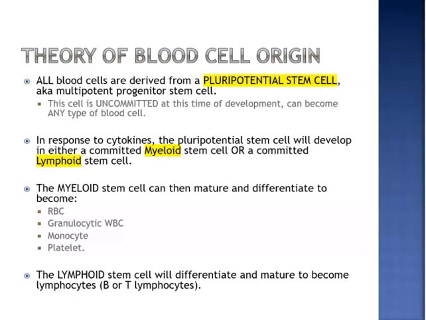The myeloid stem cell can mature and differentiate and become a red blood cell, a granulocytic white blood cell, a myelocyte, or a platelet. I know we haven't talked about all those in detail yet, but those are the possibilities for the myeloid line. For the lymphoid line, if it develops to the lymphoid side, the stem cell can differentiate and become a lymphocyte, and it can be a T or a B lymphocyte, which is also referred to as your B cell or your T cell.